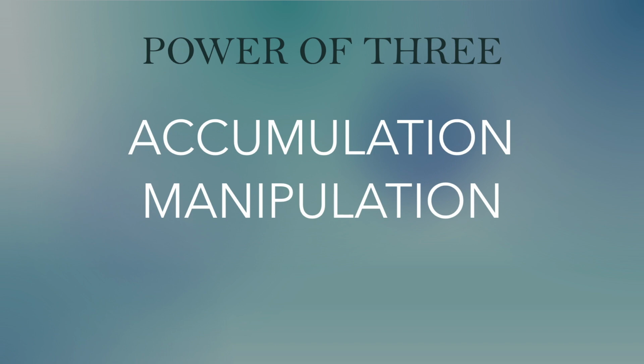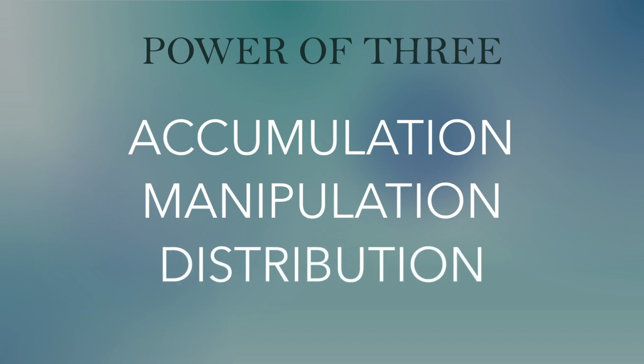The third stage of Power of 3 is distribution. Now, distribution is the real move of the day. The market, after accumulating and manipulating, will distribute to the actual direction it intended to.